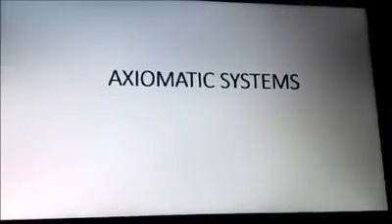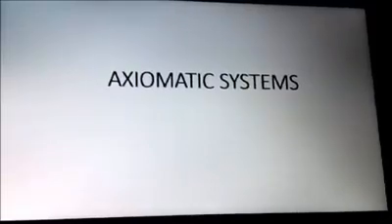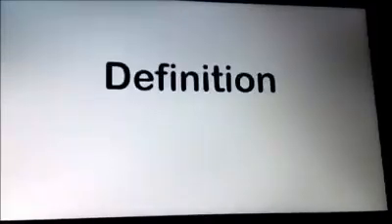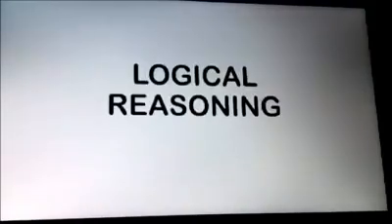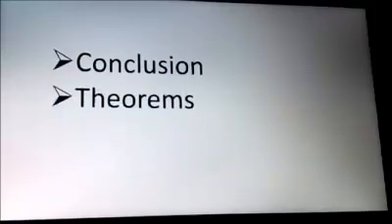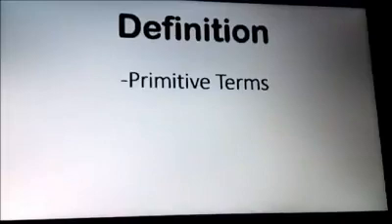The axiomatic systems. An axiomatic system has three basic components: the definitions, the axioms or postulates, and the rules of logical reasoning. With this, we can make a body of knowledge by deriving conclusions that we call theorems. In terms of definitions, there are terms that we call primitive terms.